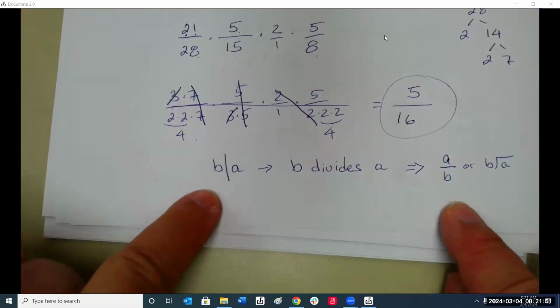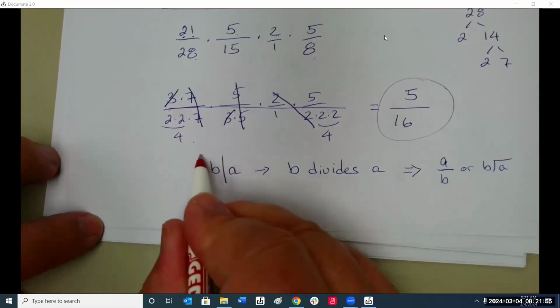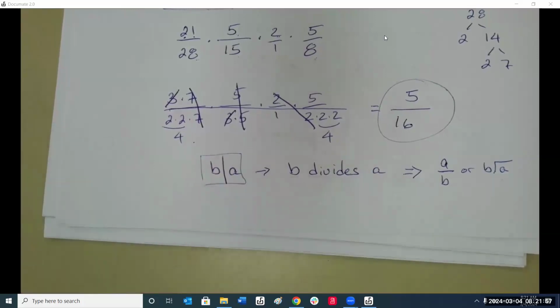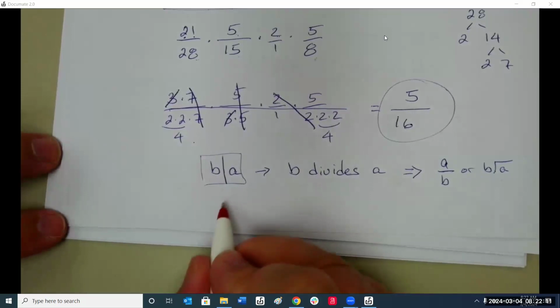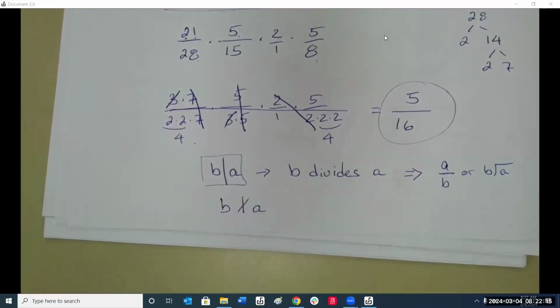Now, are these the same thing? No, because this is simply a statement that says B divides A, meaning B is a factor of A. It doesn't tell me what the answer is. It simply tells me that B is a factor of A. Or I can say that B is not a factor of A, or B does not divide A.